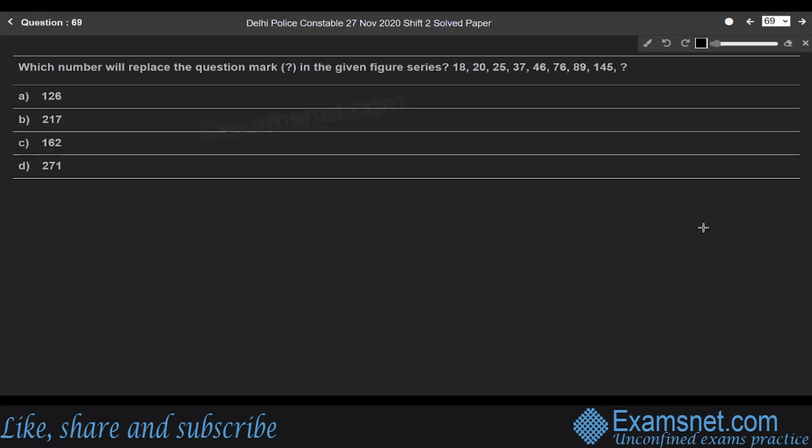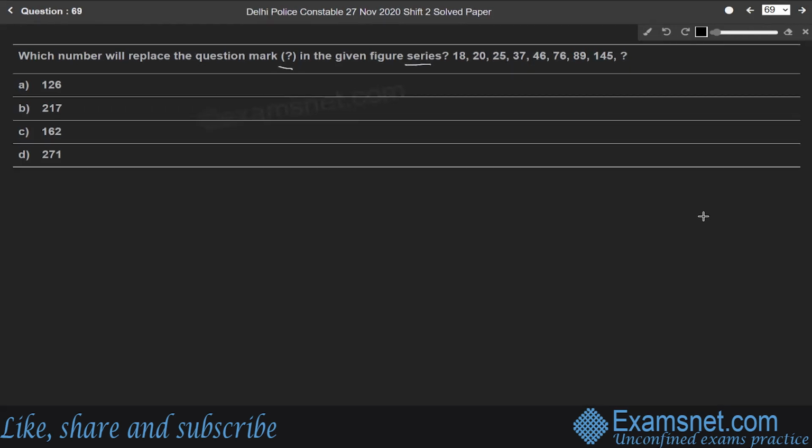Question 69. Which number will replace the question mark in the given figure series 18, 20, 25, 37, 46, 76, 89, 145? So the given series is 18, 20, 25, 37, 46, 76, 89, and 145. So we have to find the next number in the given series.